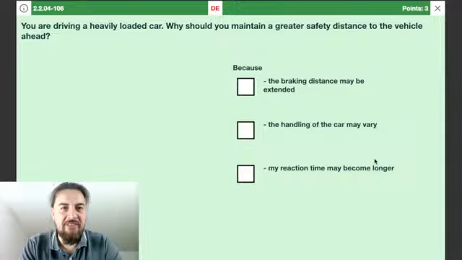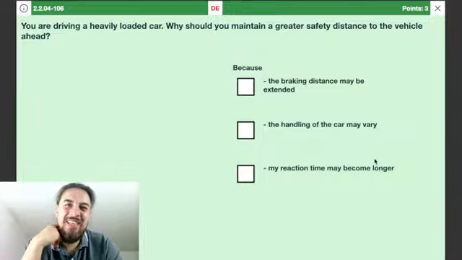You are driving a heavily loaded car. Why should you maintain a greater safety distance to the vehicle ahead? Because the braking distance may be extended, because the handling of the car may vary, because my reaction time may become longer. All 3 sound quite correct, but there is at least 1 trap in it, so just 2 are correct. Which are the correct 2 answers?